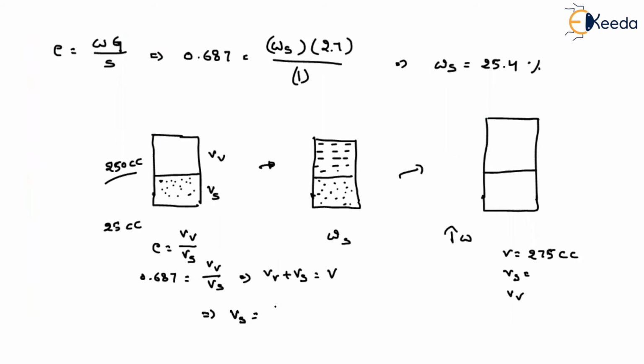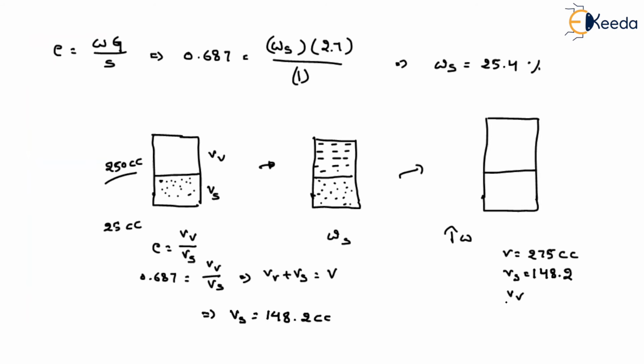From this, what is the value of volume of solids? Just substitute here. V is nothing but 250. Vv I can represent in terms of Vs. So 250 divided by (1 plus 0.687). How much will you get? You will get the volume of solids as around 148.2 cc. So the volume of solids will always remain constant, even if the total volume is increasing. So your volume of solids is 148.2.